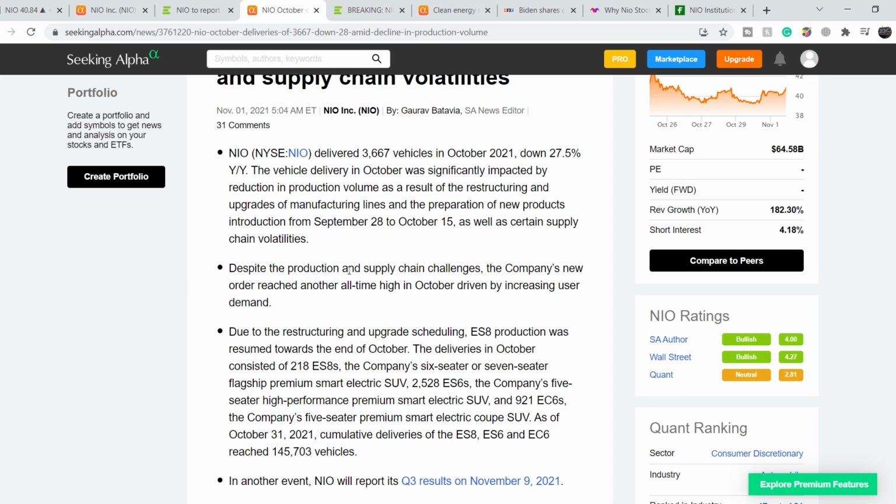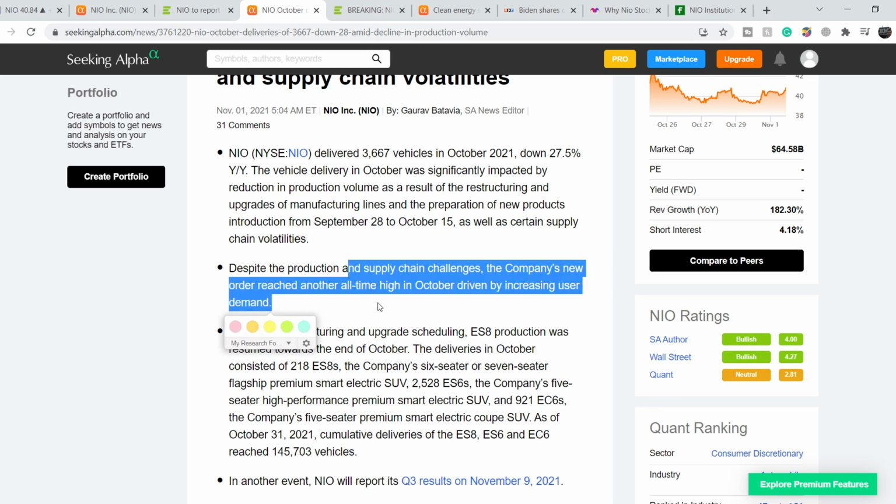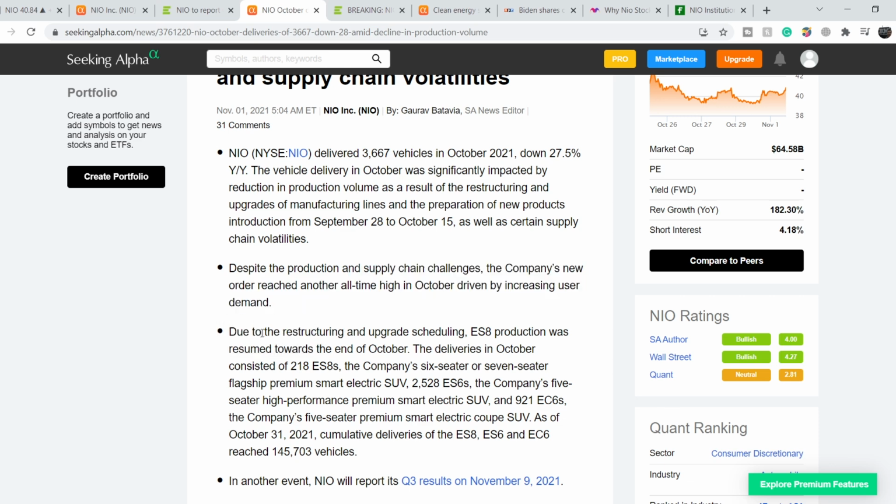So, despite the production and supply chain challenges, the company's new orders reached another all-time high in October, driven by increasing user demand. Due to restructuring and upgrade scheduling, ES8 production was resumed towards the end of October. The deliveries in October consisted of 218 ES8s, the company's 6-seater or 7-seater flagship premium smart electric SUV, 2,528 ES6s, the company's 5-seater high-performance premium smart electric SUV, and 921 EC6s, the company's 5-seater premium smart electric coupe SUV.